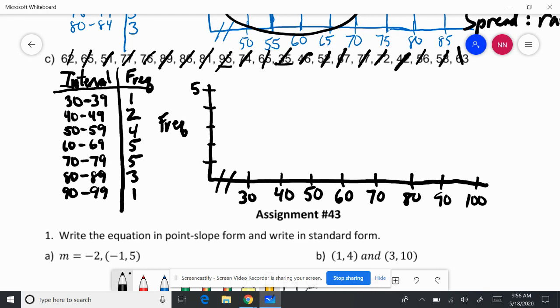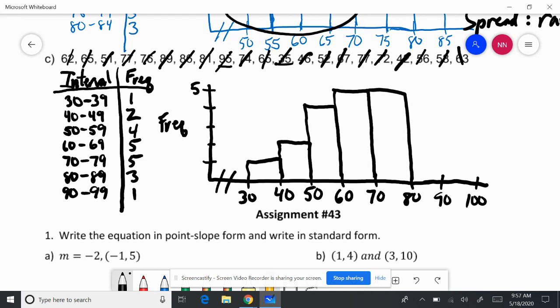And now what I'm going to do is draw my bins. First one goes up to 1, and then 2, and 4, 5, and 5 again, and 3, and 1. So this right here is my histogram.